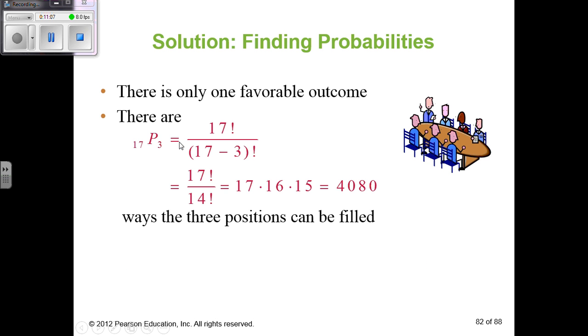Now, of those, only one of those sets of 3 is the actual 3 students who are on the board right now. So the probability of selecting the actual 3 members out of these 4,080 different ways of doing it would be 1 out of 4,080, which is approximately 0.0002.